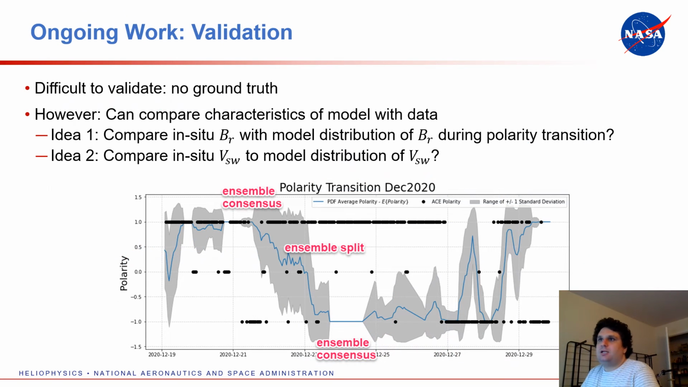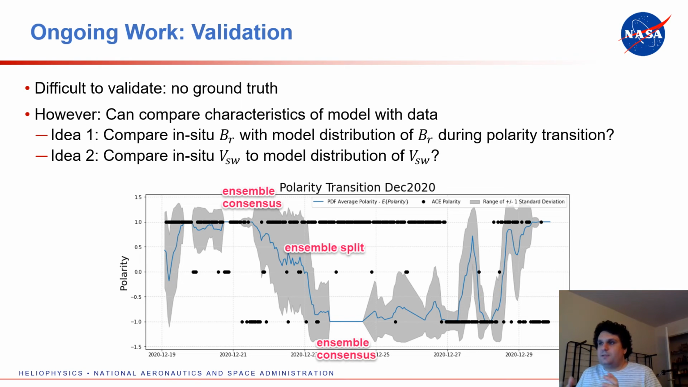I want to briefly touch on our ongoing work with validation of this model. It's difficult to validate because there is no ground truth data set for where the solar wind is coming from. But while we can't do a direct comparison in that sense, we can compare characteristics of what the model distribution predicts with the data observed with the spacecraft.